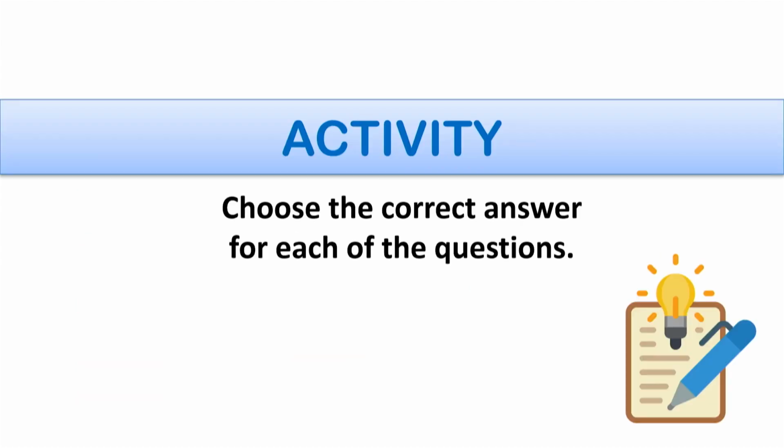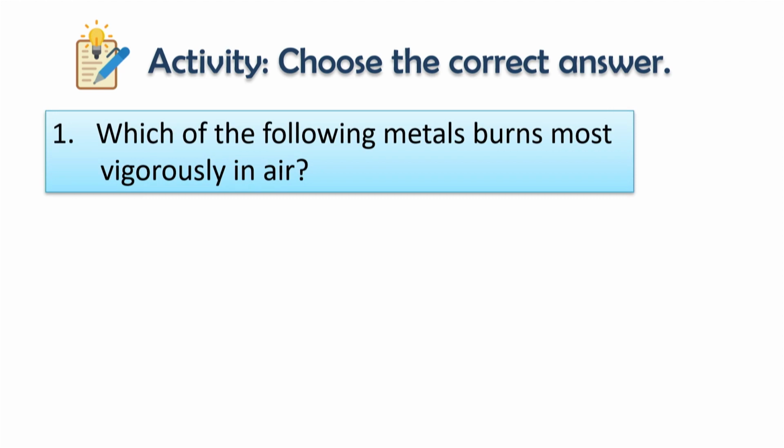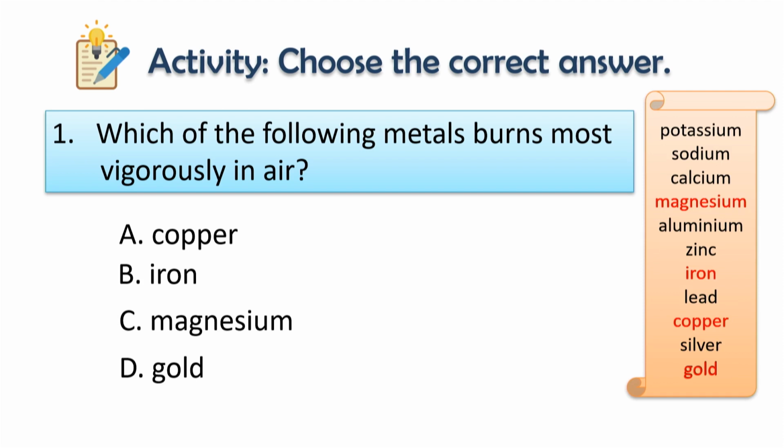Let's do an activity to see what you have learned in this lesson. Choose the correct answer for each of the questions. First question. Which of the following metals burns most vigorously in air? Copper, iron, magnesium, or gold? You may have a look at the reactivity series to help you answer.